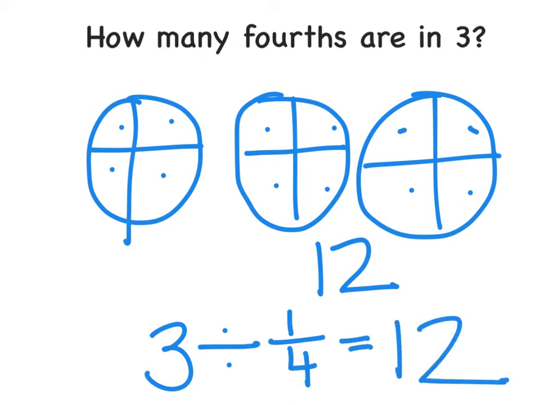I know it seems kind of crazy that you get a number bigger than you started with, but think about it. I'm taking a whole number and splitting it up into little tiny pieces. So I'm going to get a lot of tinier pieces. We're going to draw a picture to find this quotient.